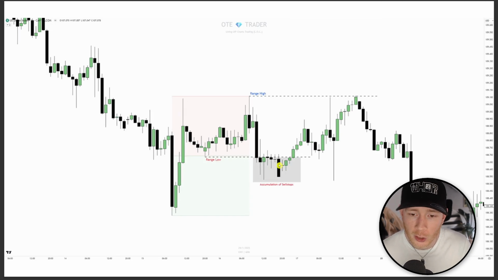Now over here, we've got accumulation of the sell stops, right? Because we took out that low and now we want to pair them up with the range high. And you can see it slightly took out the high over here, but still order pairing occurred. And that's the most important part of this concept.